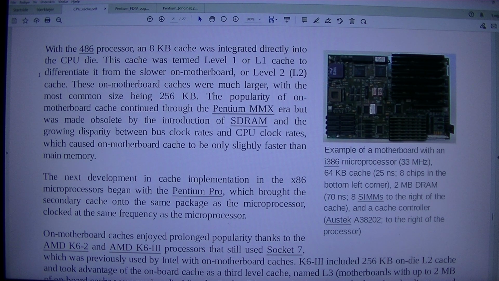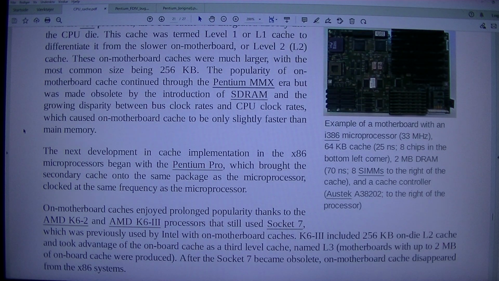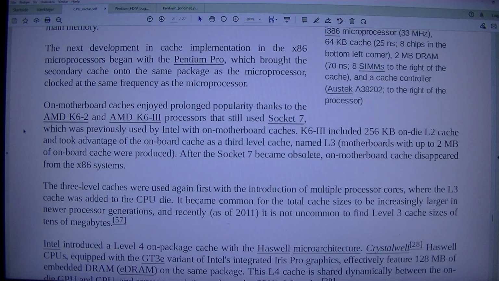The popularity of on-motherboard cache continued through the Pentium MMX era, but was made obsolete by the introduction of SDRAM and the growing disparity between bus clock rates and CPU clock rates, which caused on-motherboard cache to be only slightly faster than main memory. The next development in cache implementation in the x86 microprocessors began with the Pentium Pro, which brought the secondary cache onto the same package as the microprocessor, clocked at the same frequency as the microprocessor.